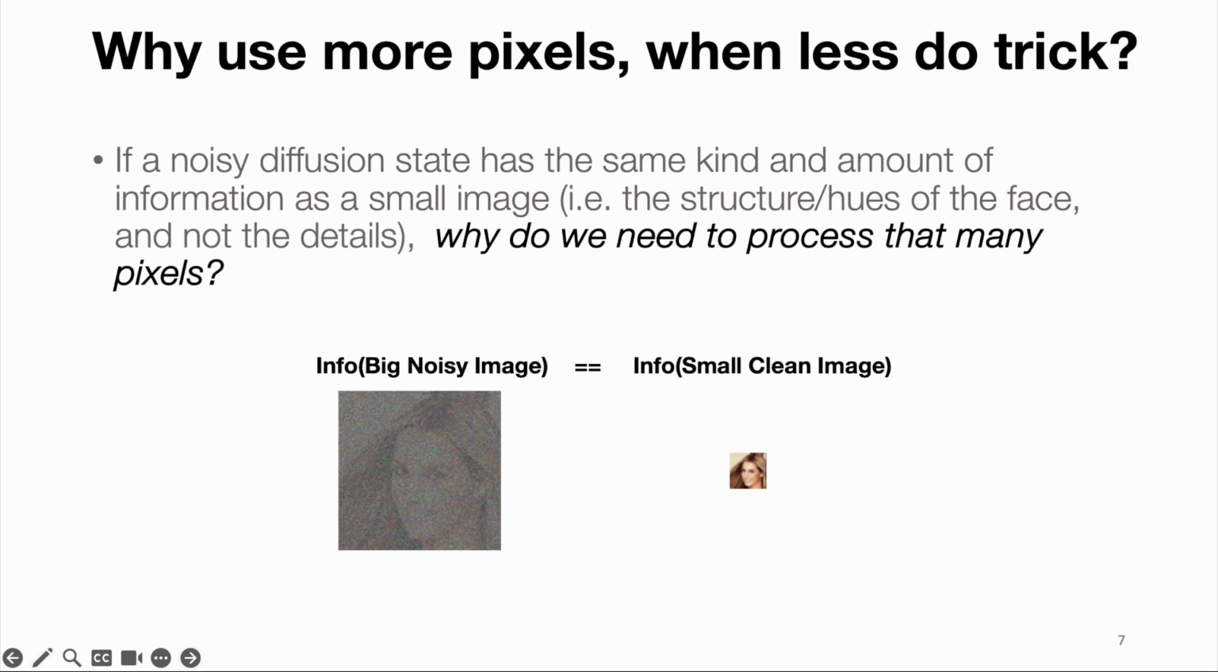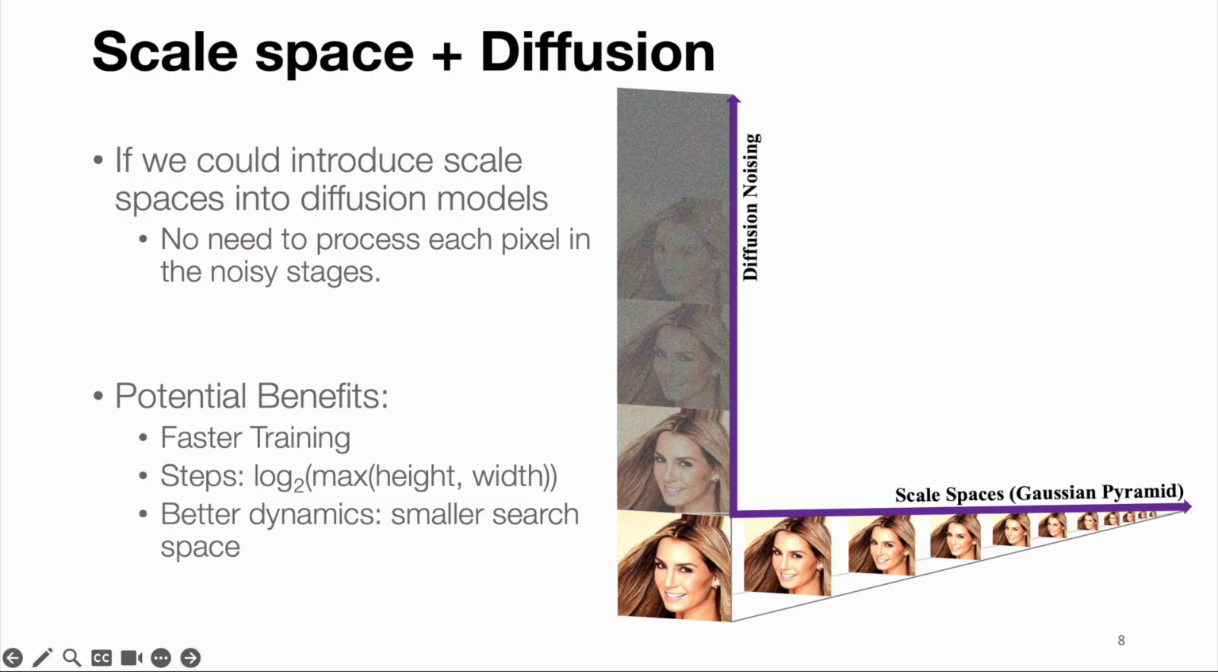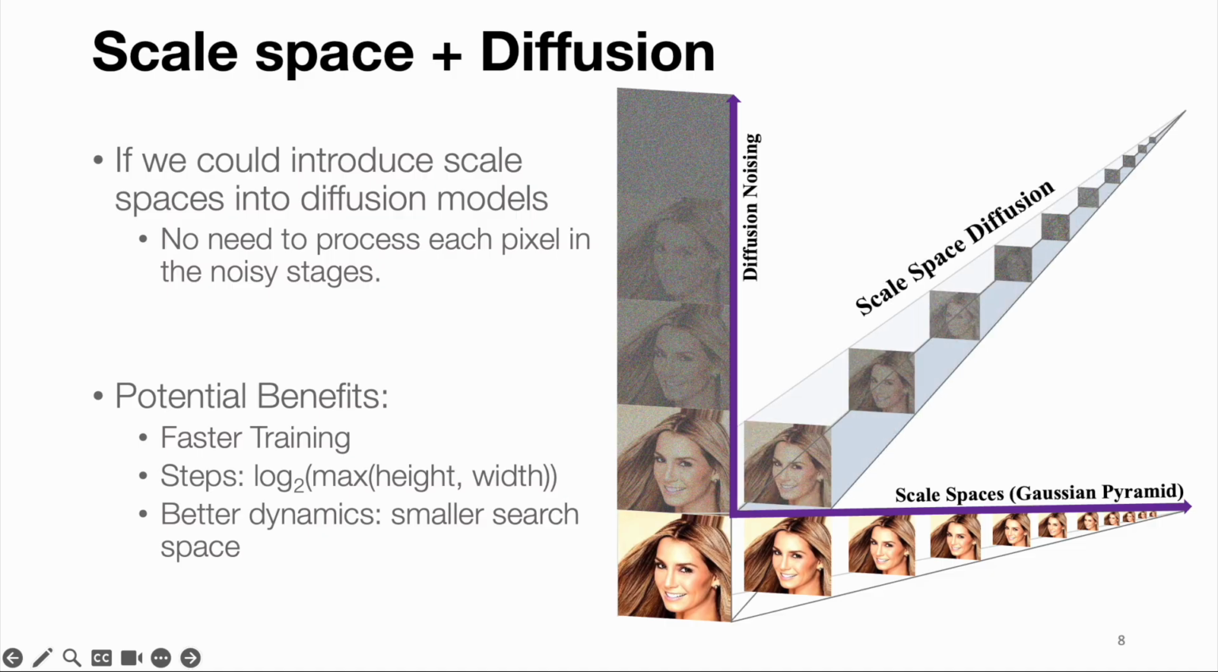This brings us to the question: if a small image and a noisy diffusion state have the same kinds of information, that is the shape of the face but not the details, then why do we need to process this many pixels during the noisy diffusion state? This brings us to combining scale spaces and diffusion. Essentially, we want to generate from a small random image and upsample and denoise at the same time to generate an image. This should be more efficient and should even have an easier time navigating the search space.